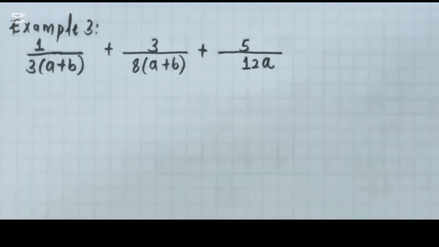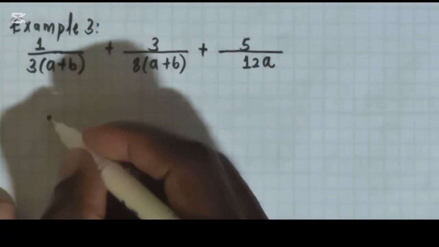Awesome. We are on to the last example of this class, and we are supposed to express this algebraic fraction as a single fraction: 1 all over 3 into a plus b, plus 3 all over 8 into a plus b, plus 5 all over 12a. Just like any other fraction, we're going to start by expressing it in terms of its LCM. It's not complicated.